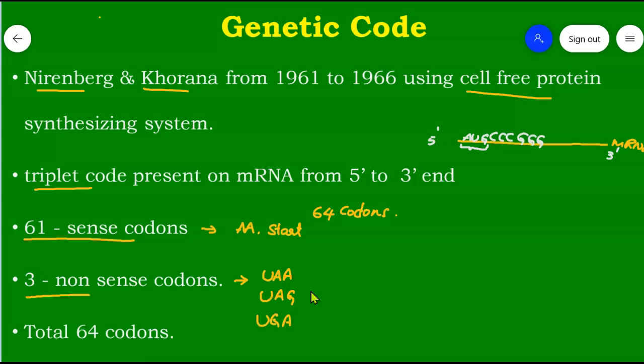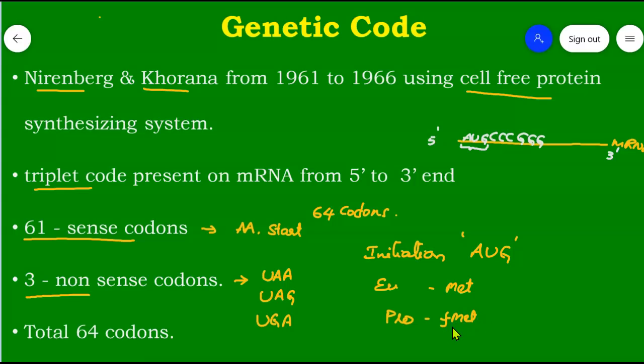And as we are discussing the nonsense termination codons, we will also discuss the initiation codon. What is the initiation codon? The initiation codon is nothing but AUG. AUG is the initiation codon. This initiation codon AUG encodes methionine in case of eukaryotes. In case of prokaryotes, it encodes formyl methionine.